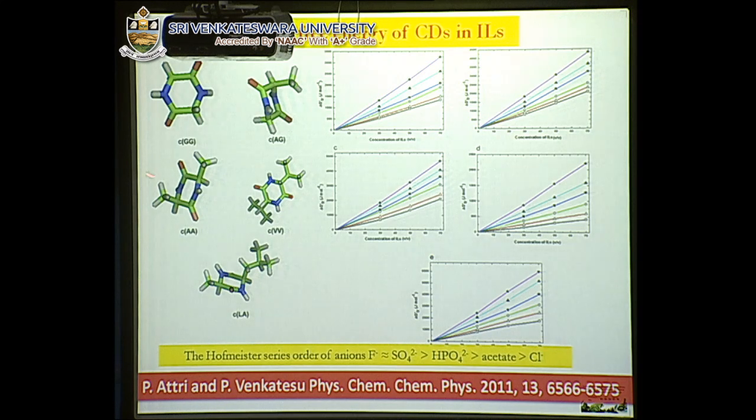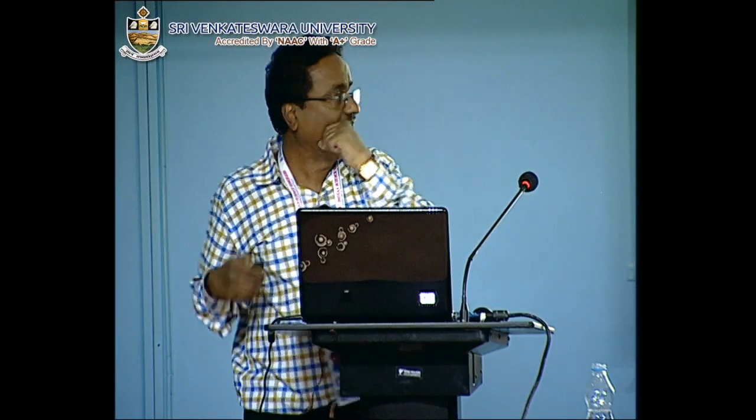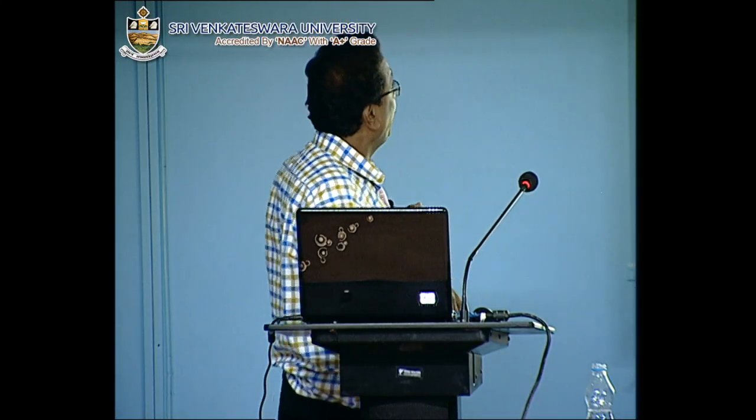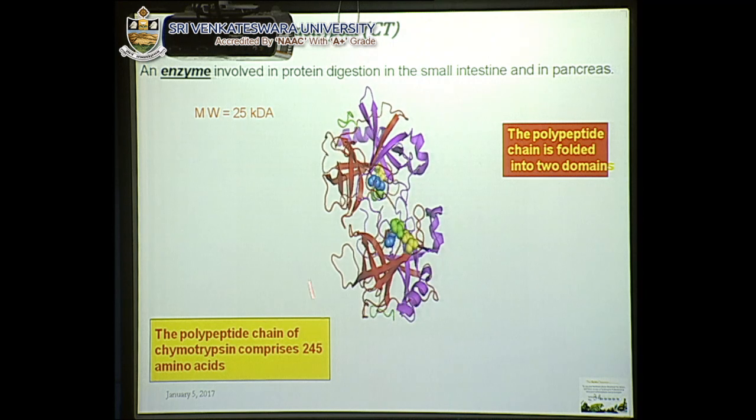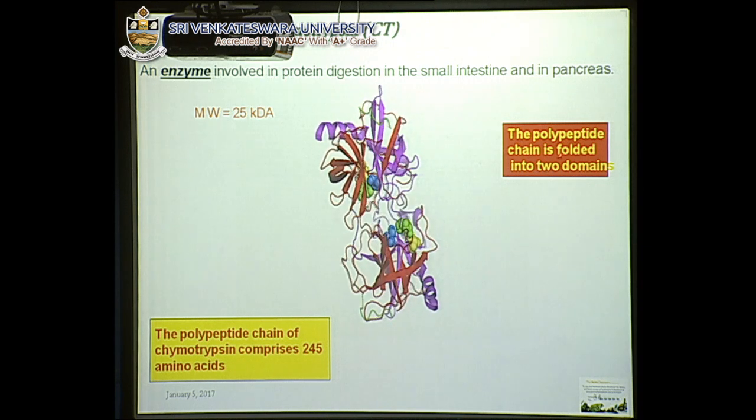Then we took cyclic dipeptides and used different kinds of ionic liquids. Here also we observe the same conclusion. You may see here the free energy changes increase with increasing ionic liquid concentration. We observed a similar trend in four cyclic dipeptides. That means these ionic liquids give protection to simple amino acids and cyclic dipeptides. Then we took alpha chymotrypsin, an enzyme which is folded into two domains.